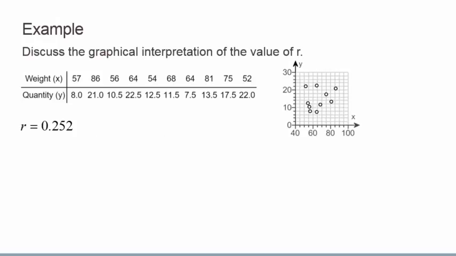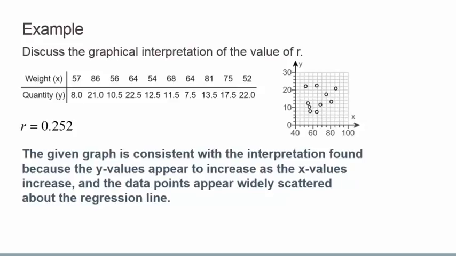Continuing, discuss the graphical interpretation of the value of R. The given graph is consistent with the interpretation found because the y values appear to increase as the x values increase, and the data points appear wildly scattered about the regression line.